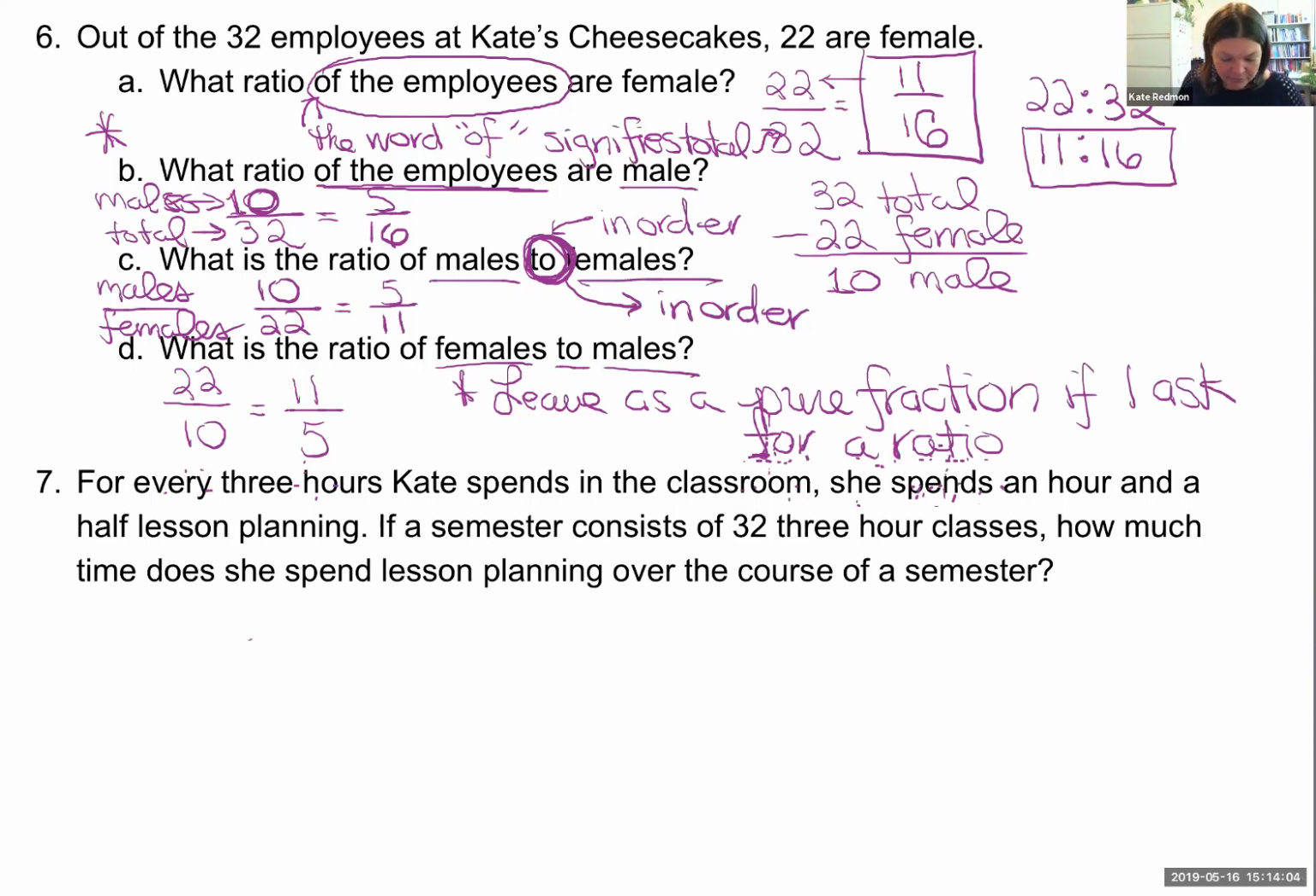Hallelujah. So number 7, it says, for every 3 hours Kate spends in the classroom, she spends an hour and a half lesson planning. Now I'm being a little more bratty. I'm being more like the GED. I'm throwing a little fraction at you. If a semester consists of 32 3-hour classes, how much time does she spend lesson planning over the course of a semester?